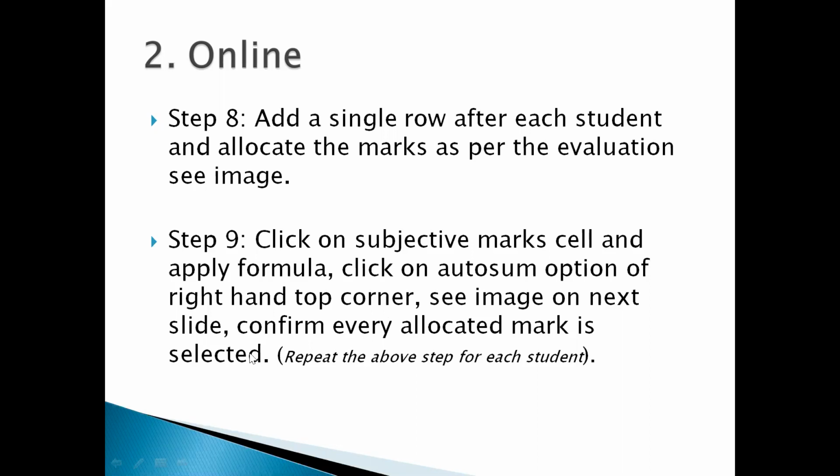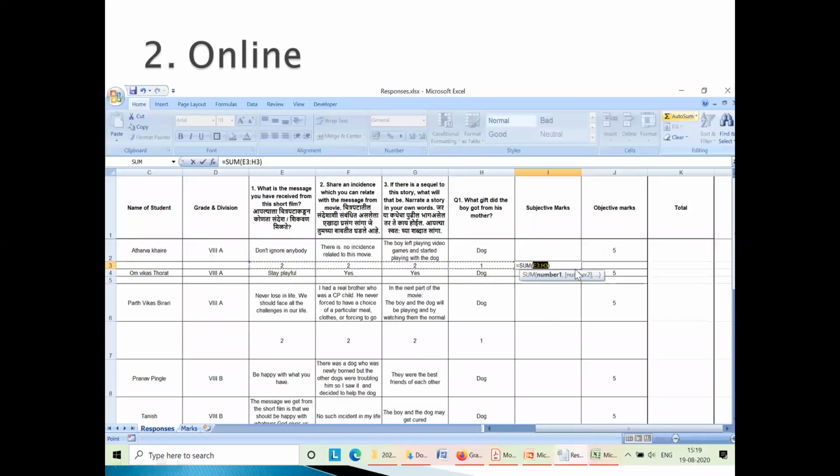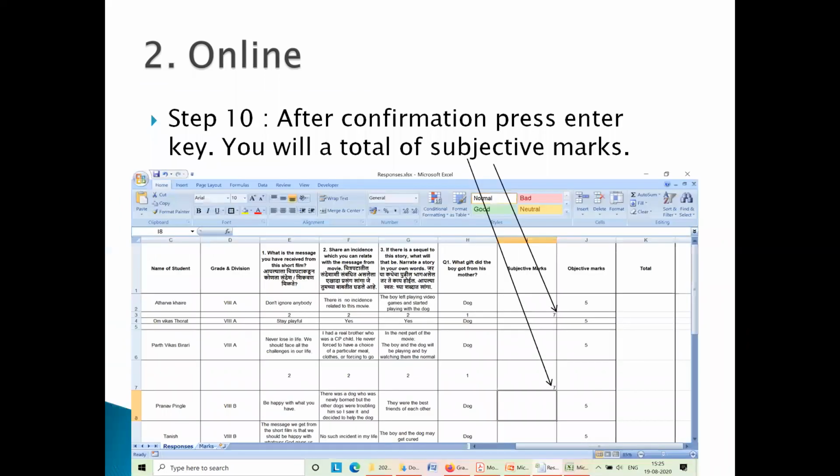Confirm every allocated mark is selected. See, like this, the auto sum option. You will get the formula automatically over here in the subjective marks, for the marks you allocated for the answers that students had given. And the objective marks you have already done by using copy paste. So after confirmation, press the enter key. You will get the total of subjective marks. See here, you will get the total of subjective marks.